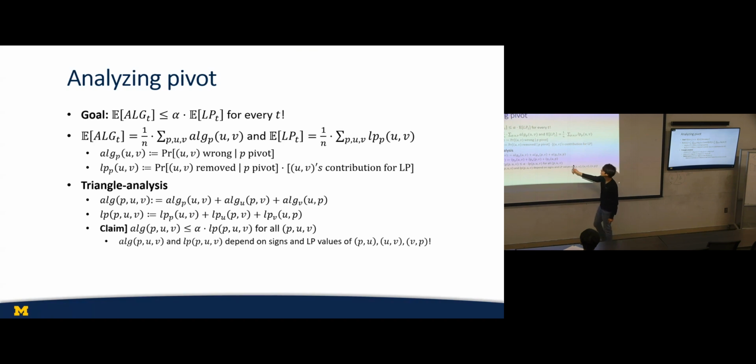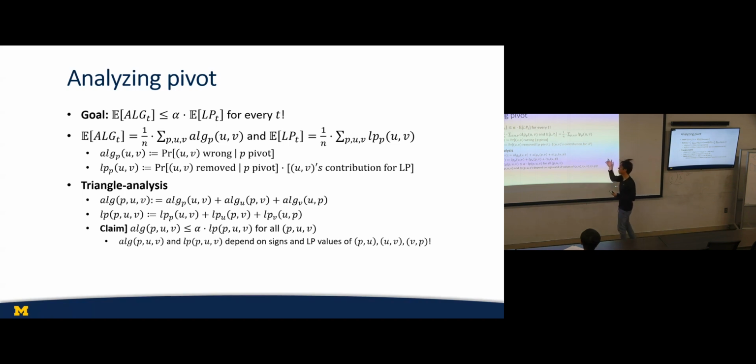But somehow the triangle analysis works: you group the three terms triangle by triangle, and then, somehow magically, one can have this claim saying that for all possible triangles PUV, if you group these three terms in this manner, then one can prove that the cost is at most alpha times LP. That's how the typical analysis goes. Alpha is the approximation ratio.